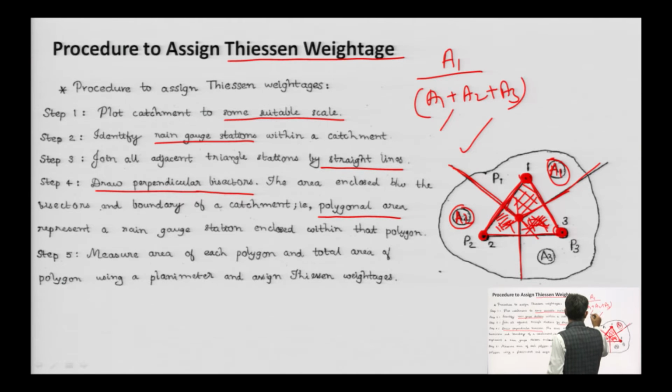If this is total area A, then the weightage for station 1 is A1 by A. Similarly, the weightage for station 2 is A2 divided by total area. Similarly, for station 3 it is A3 divided by total area. So, this is the procedure to assign the weightage.